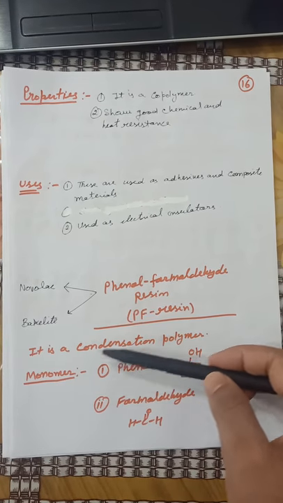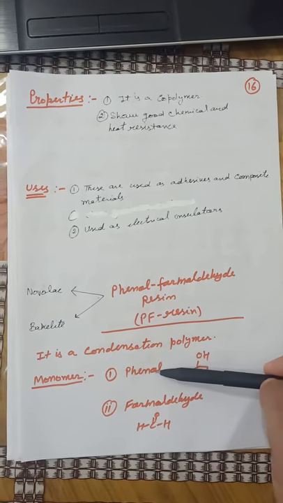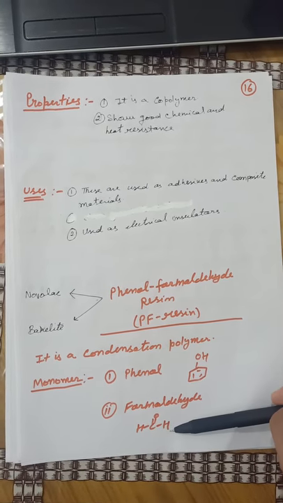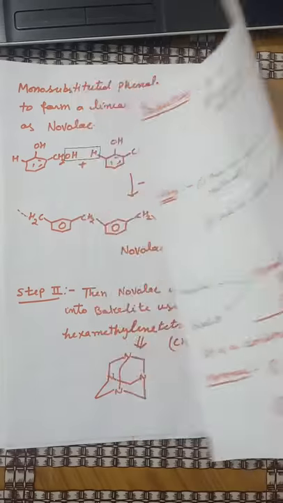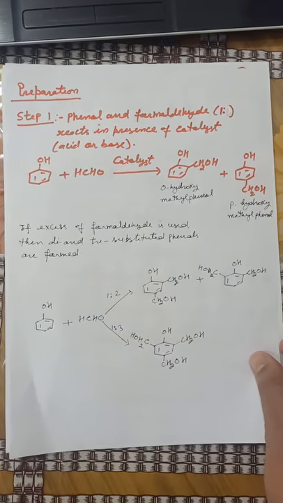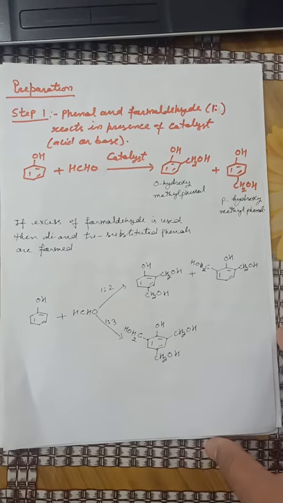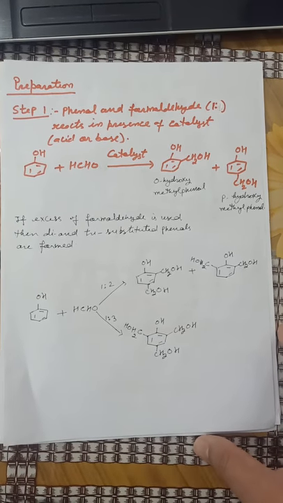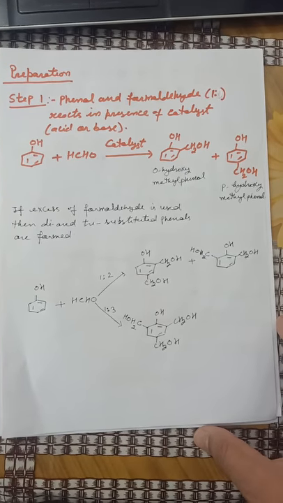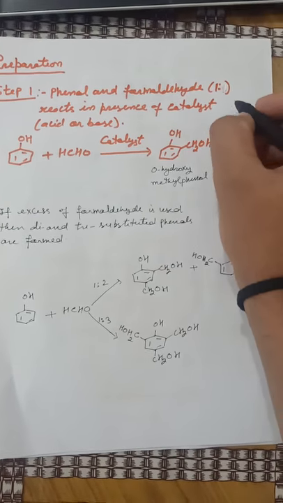The monomers for this PF resin are phenol, this is the structure of phenol, and formaldehyde, this is the structure of formaldehyde. So let's see the preparation of this PF resin, that is phenol formaldehyde resin. The first step involves the reaction between phenol and formaldehyde. They are used in 1:1 ratio.